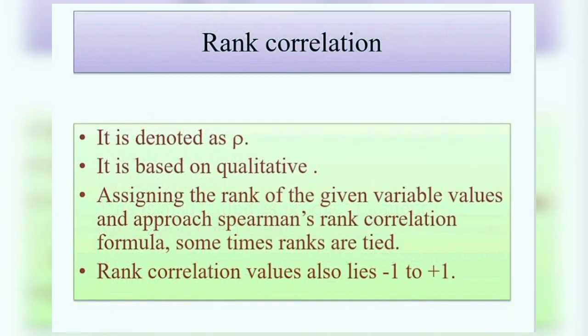The next one, Spearman's rank correlation. Spearman's rank correlation is denoted as rho. It is based on quality wise. In Spearman's rank correlation, we assign ranks to the given values and apply Spearman's rank correlation formula. Sometimes the ranks are tied, and then we apply the m times formula. Here, the rank correlation value also lies between -1 and +1.